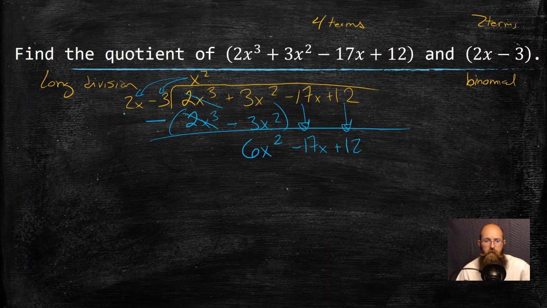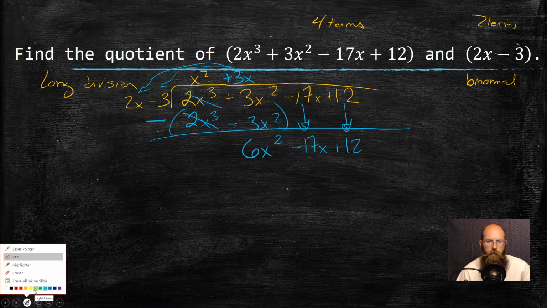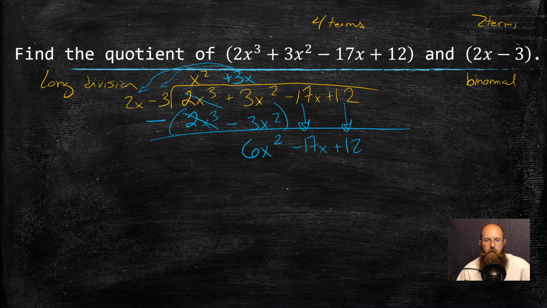My new thing in front, divide it by the thing out here. And what is 6x squared divided by 2x? Well, that's going to be 3x. Take that 3x and distribute it in. Let me change my color up. I'll do white here. 3x times 2x gets me 6x squared. 3x times a negative 3 gets me negative 9x. Wrap it in parentheses, subtract it away.